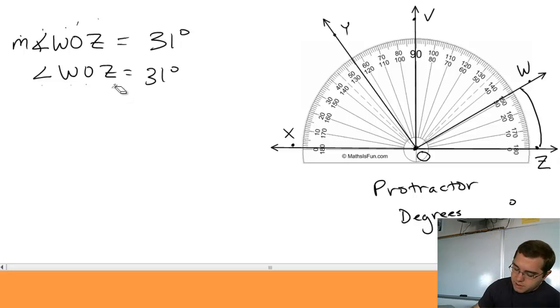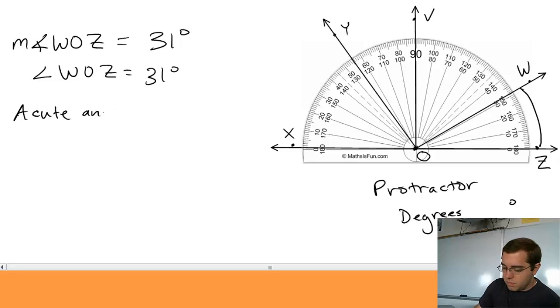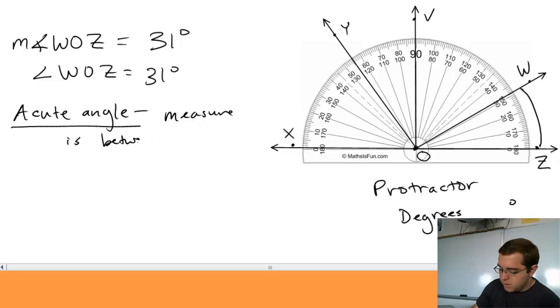Since angle WOZ is 31 degrees, it is smaller than 90 degrees. And any angle that's smaller than 90 degrees is called an acute angle. So an acute angle is an angle whose measure is between 0 and 90. Now between does not mean it equals 0 or 90. An acute angle does not have a measure of 0. It does not have a measure of 90. It is somewhere between 0 and 90.